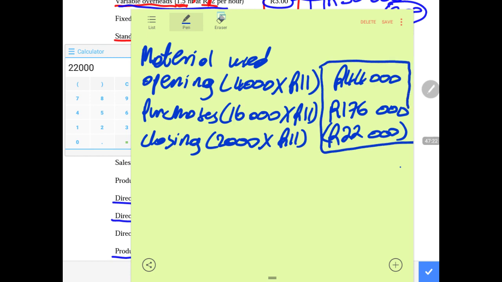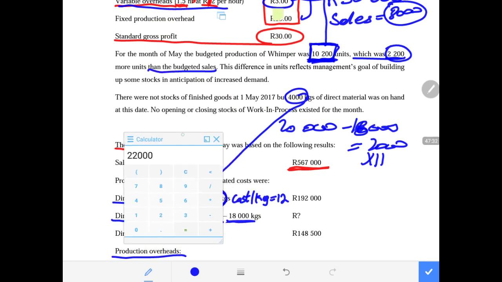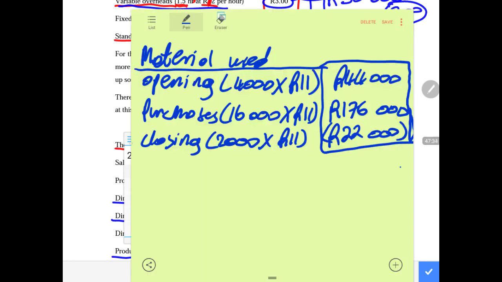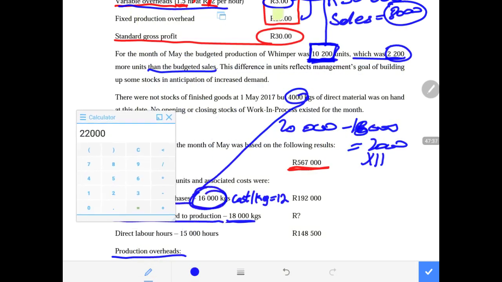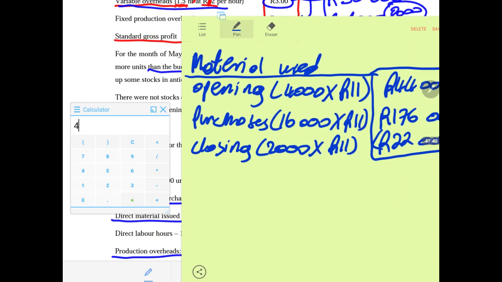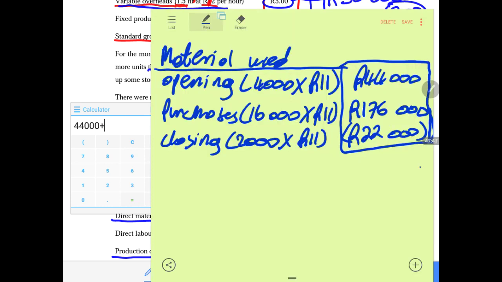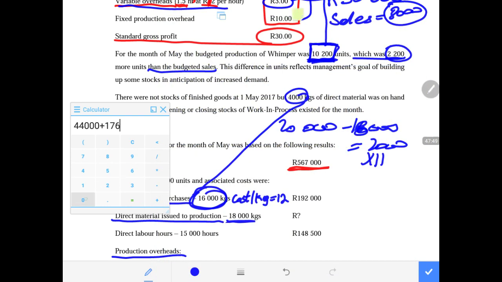Now, when everything is valued at standard cost, it's not necessary for us to show all this calculation when you calculate what was used. When calculating what was used, it will be calculated by saying opening, which is 44,000, plus purchases, which is 176,000, minus closing being 22,000. We get 198,000 as the material that was used.